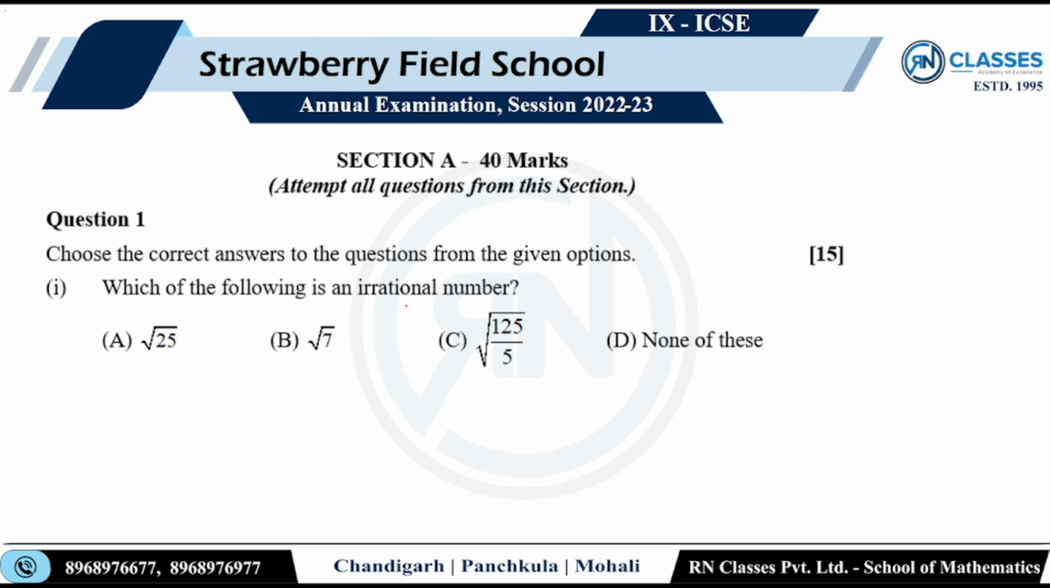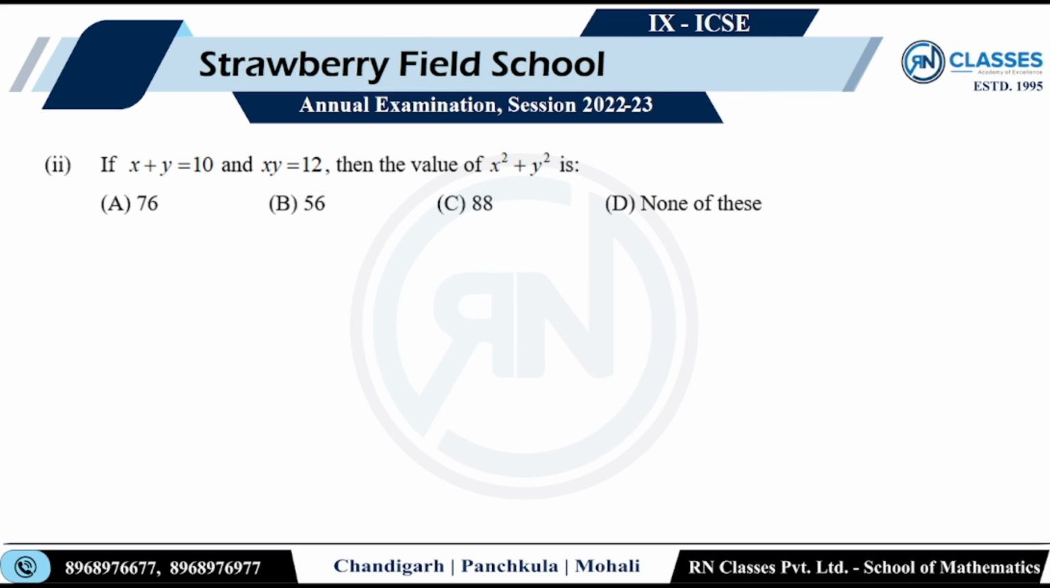Which of the following is an irrational number? Okay. Root 25, of course, you can tell just by looking, this is 5. Root 7. Root 7 is an irrational number. B part is the right choice. If we check the other one too, 25 times root 25, again it becomes 5. So the one we chose, root 7, is absolutely correct. B part is the right choice.